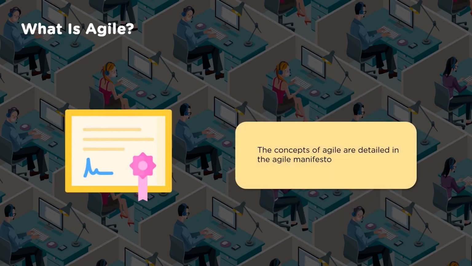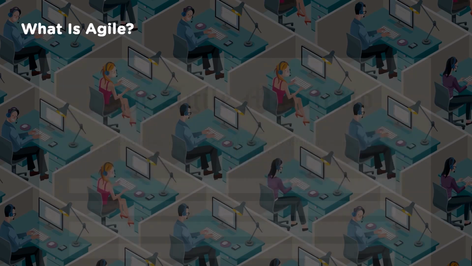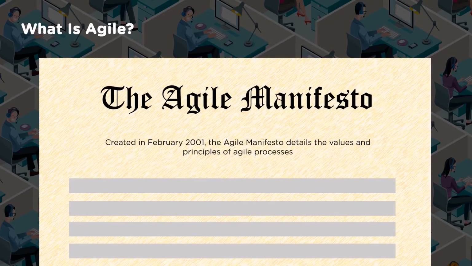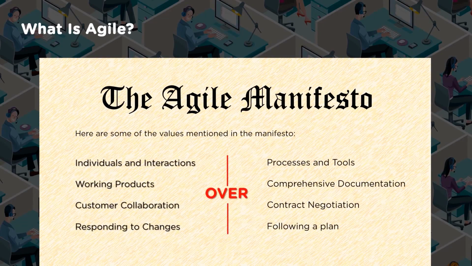So now Agile is a concept, right? So it has a detailed manifesto based on which all the Agile methodologies are created. So what is this Agile Manifesto all about? It was created during February 2001, which details out the values and principles of Agile processes, which says there are some values which are mentioned on the left, which have more weightage compared to the ones on the right.